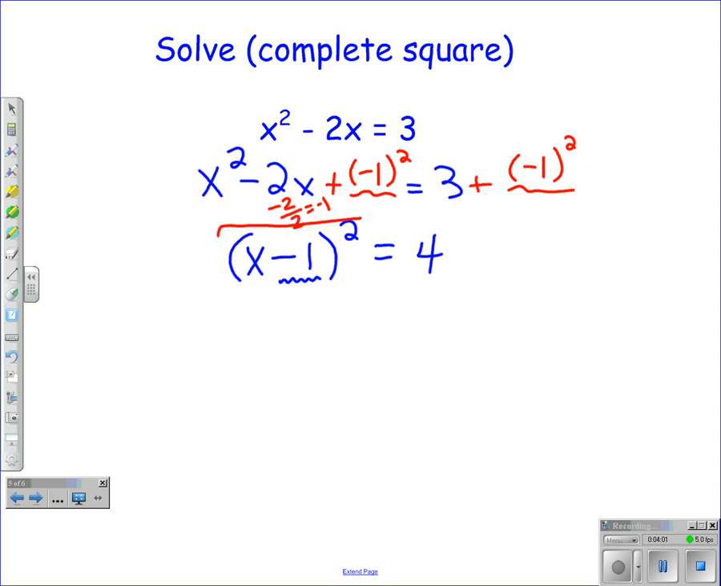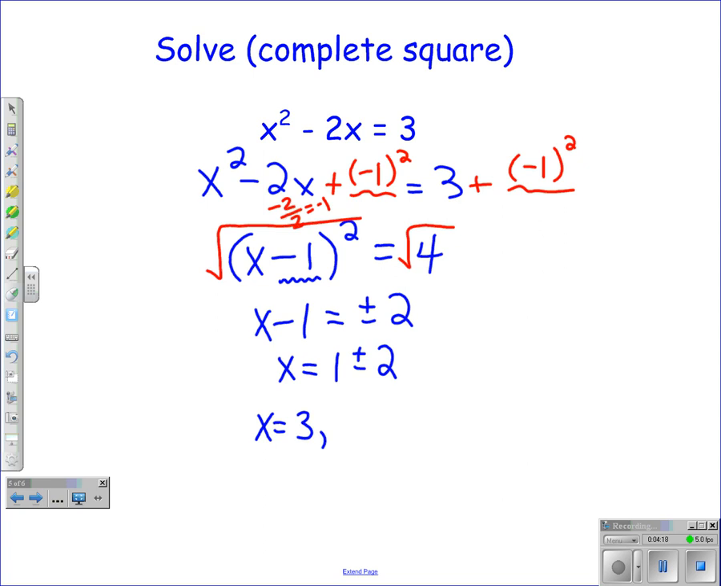Again, we are going to take the square root of both sides. When we do so, we'll have x minus 1 is equal to plus or minus 2. Bring the negative 1 over so it becomes positive. We will have 1 plus 2, which is equal to 3, and 1 minus 2, which is a negative 1. These are the two solutions to your quadratic equation by completing the square.